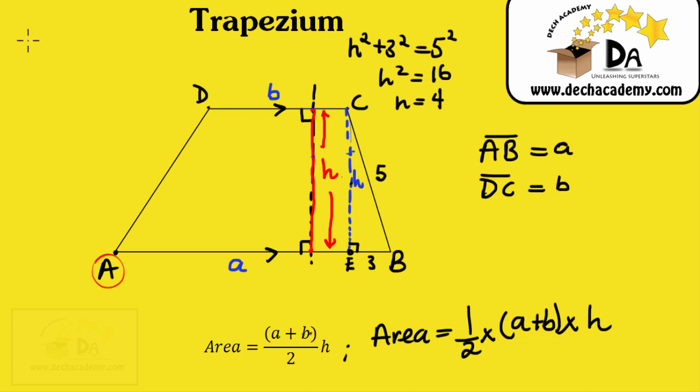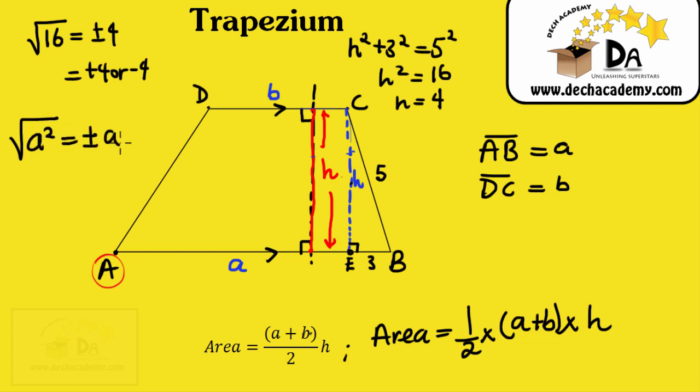Now, I just want to stress again that the square root of a number, for instance, the square root of 16, is going to be equal to plus or minus 4, which means plus 4 or minus 4. But you know that the length or the height of a line is not going to be a negative number, so you take the positive number. That's what's done here. But just in general terms, if you have something like this, the square root of a squared is equal to plus or minus a. Just keep that in mind.